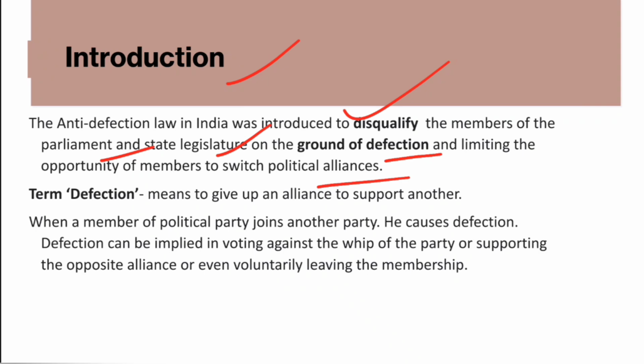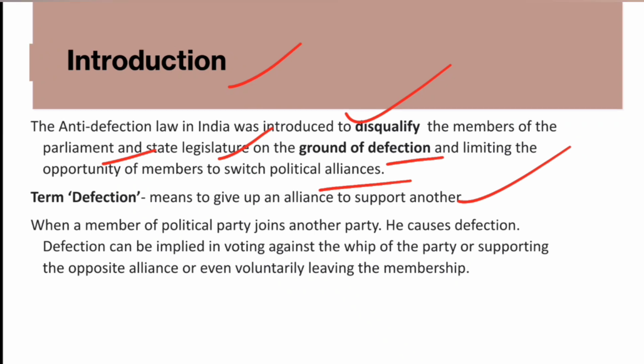That's called defection. In simple terms, when a member belonging to one alliance supports another, that's called defection. There is a rebellion in that movement by the member, who decides that he doesn't want to support the original party to which he originally belongs.